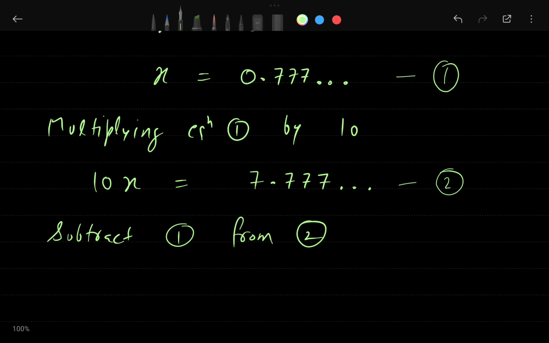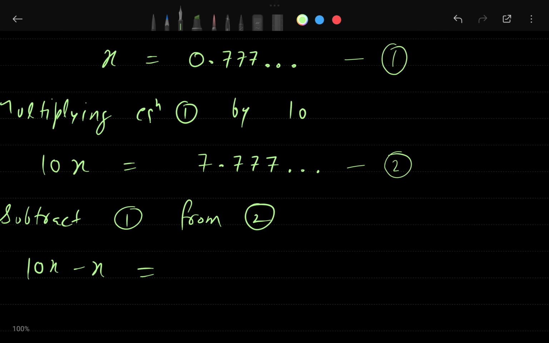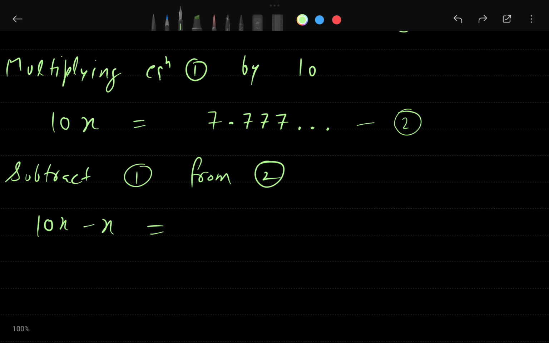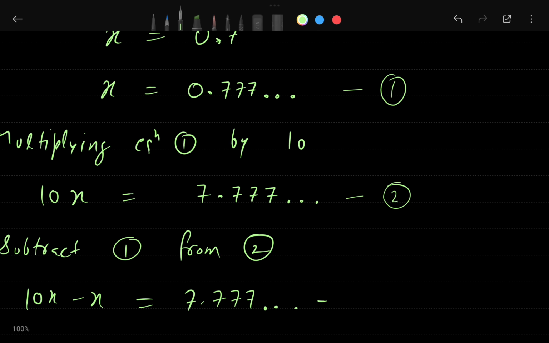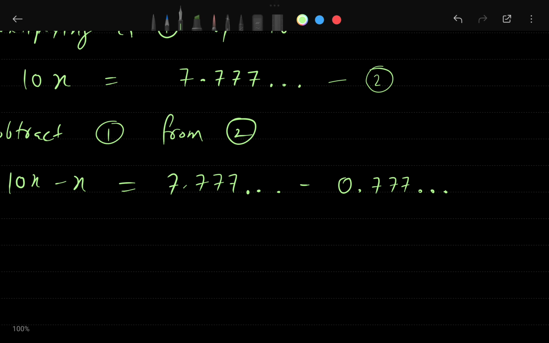You have to subtract 10x minus x and not x minus 10x. So 10x minus x, and on the left hand side we have 7.777. So we will write 7.777 dot minus, in equation 1 we have 0.777. So I will write 0.777 dot. Now subtract it.